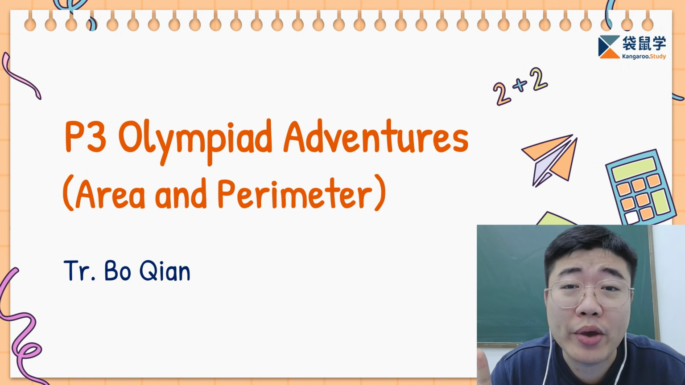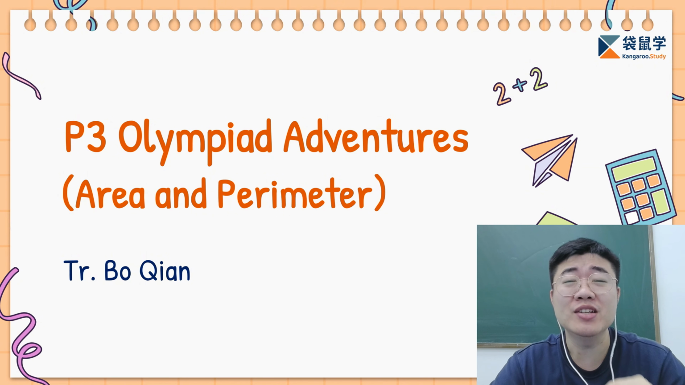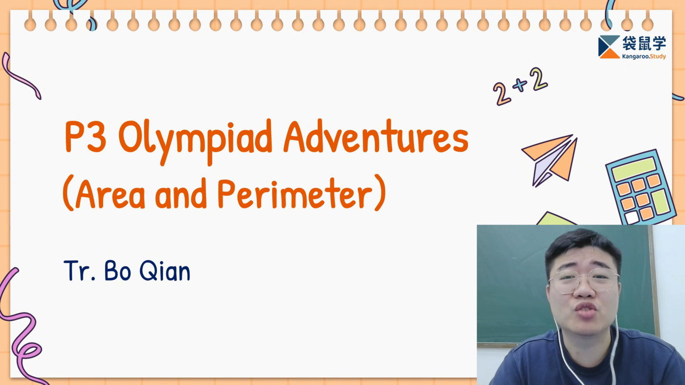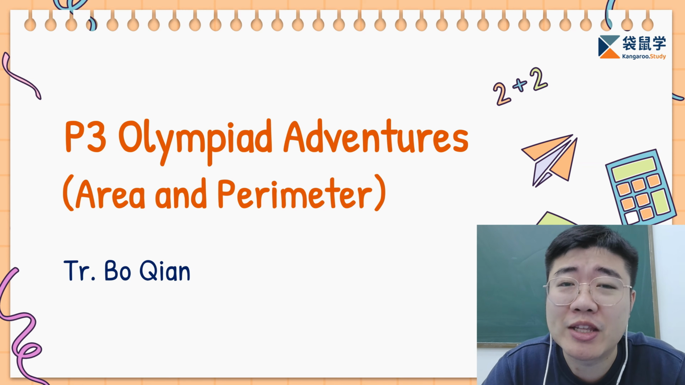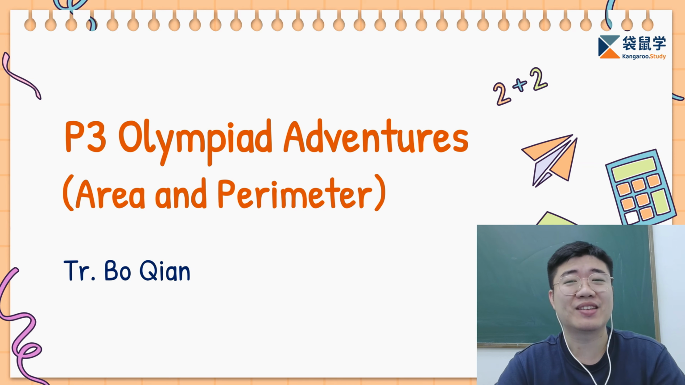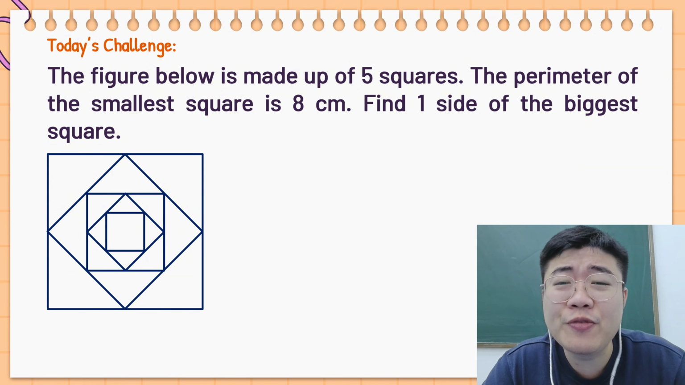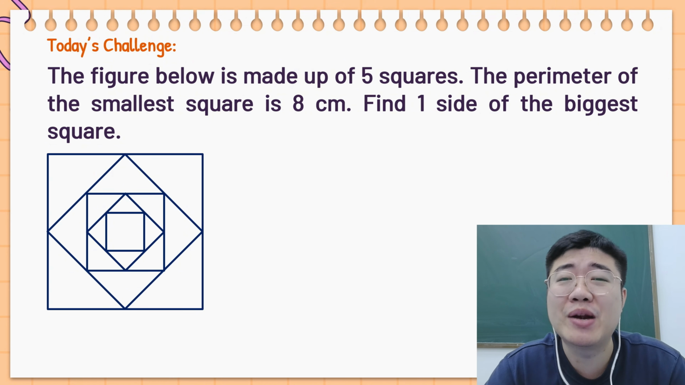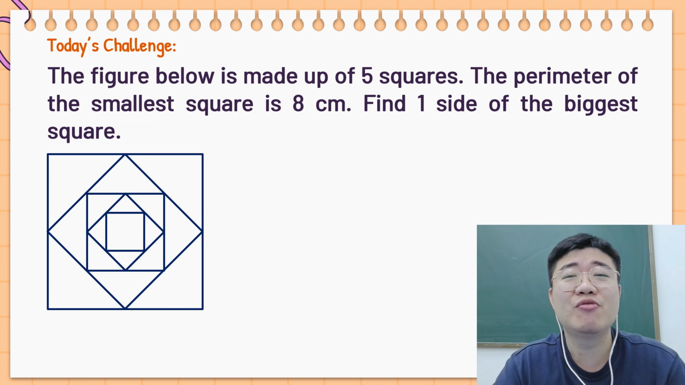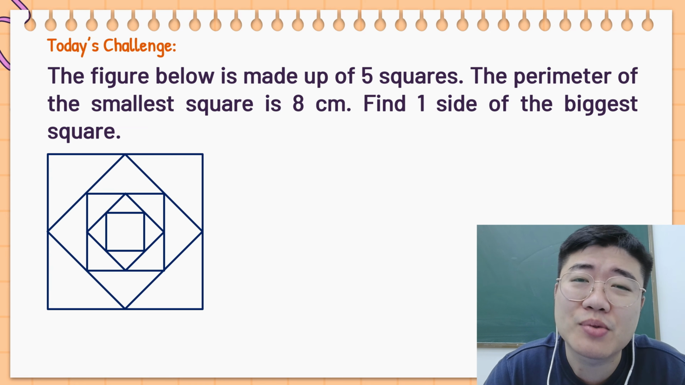Now, today we're going to continue our Math Olympiad adventures by looking at this new topic. This is what we call the area and perimeter. So, let us take a look at the question together. The figure below is made out of 5 squares. The perimeter of the small square is 8. Find one side of the bigger square.